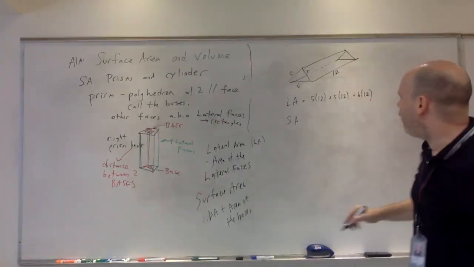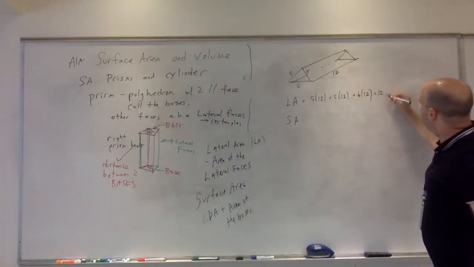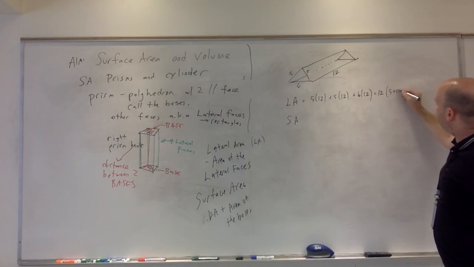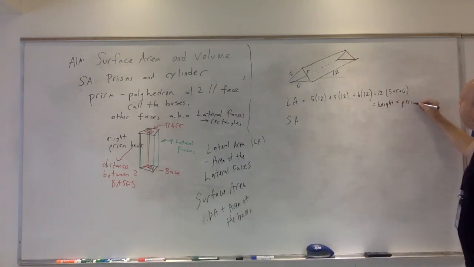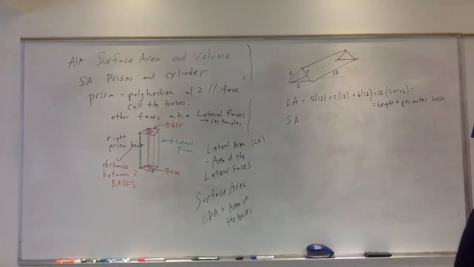If I factor out a 12, I have 5 plus 5 plus 6. But that's equal to the height times the perimeter of the base. Now, what does this equal? Let's see. It's 192.